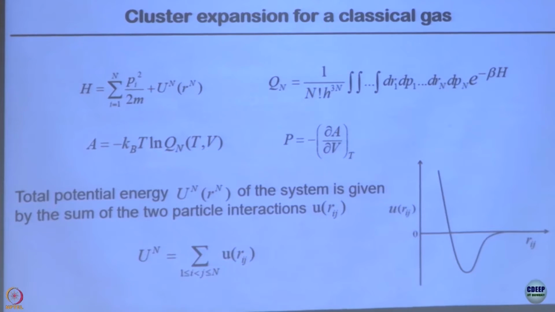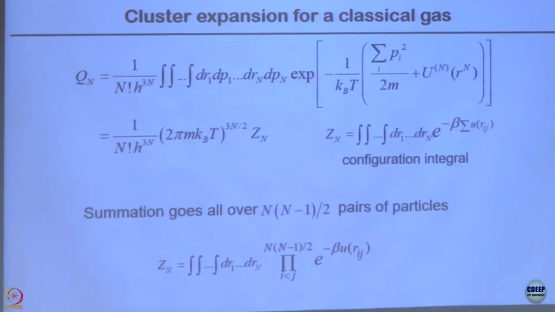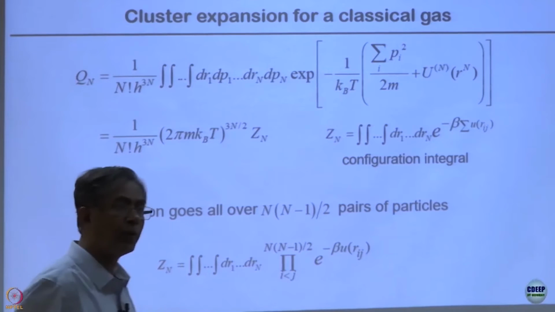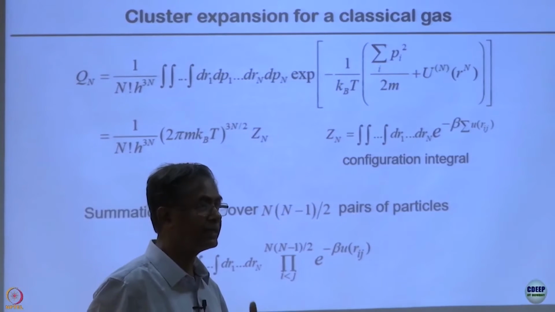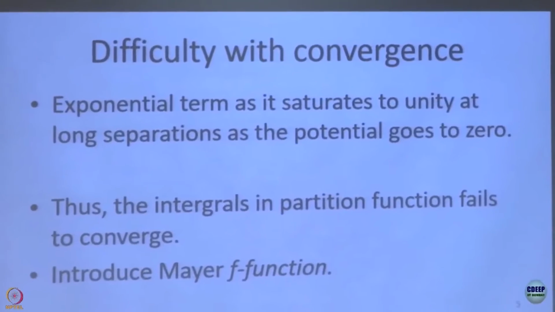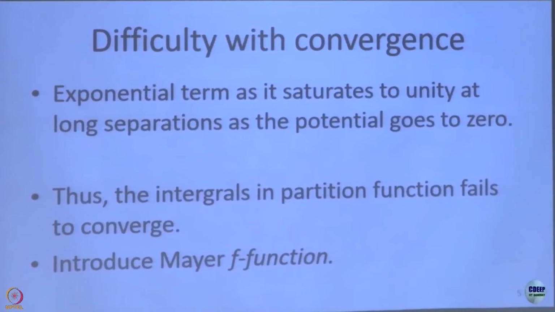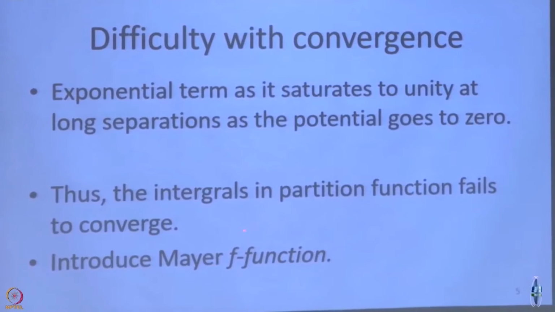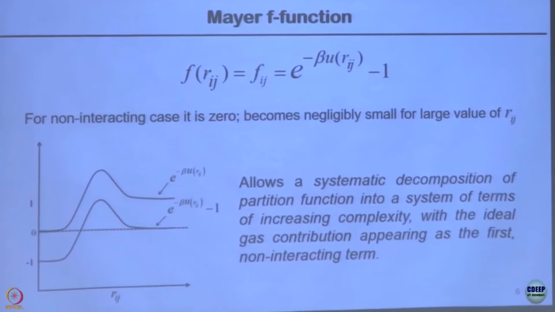But that creates the problem that if I do that integral, then that integral goes to 1. You do not want the asymptotic part going to 1, you want the asymptotic part going to 0. And that is what Mayer did. Then it saturates to unity, and that becomes hard, so the partition function fails to converge, also difficult to do. Then introduce the Mayer f function.